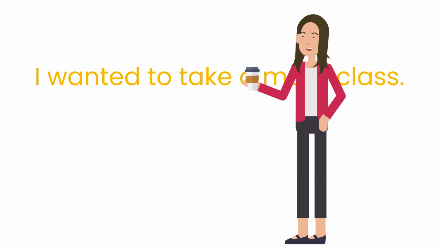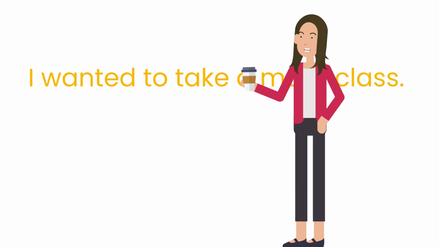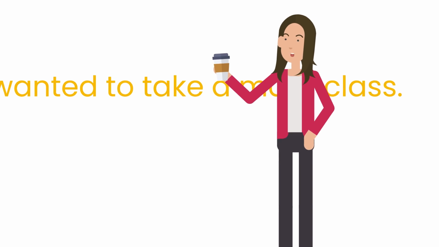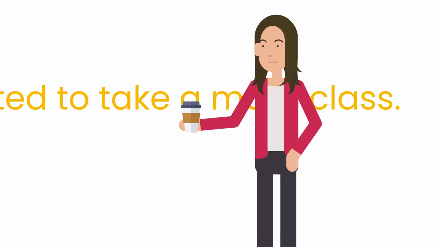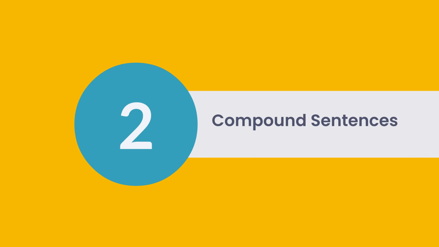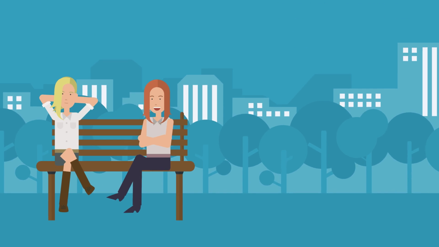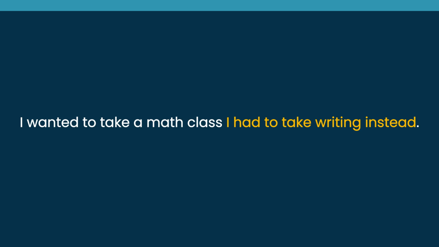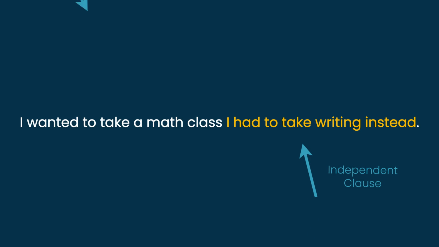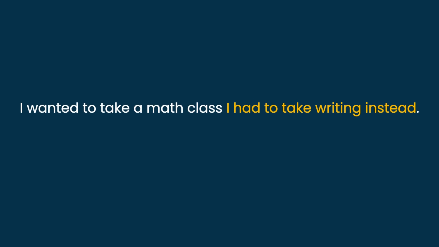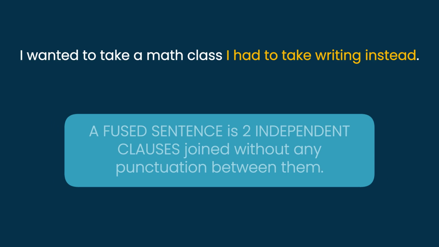Now, let's make it a little bit harder. If you can make a sentence out of one independent clause, imagine what you can do with two. A compound sentence is made up of two independent clauses. When you want to combine two independent clauses, you can't just stick them together like this. If you do, you create a type of run-on called a fused sentence. A fused sentence is two independent clauses joined without any punctuation between them.